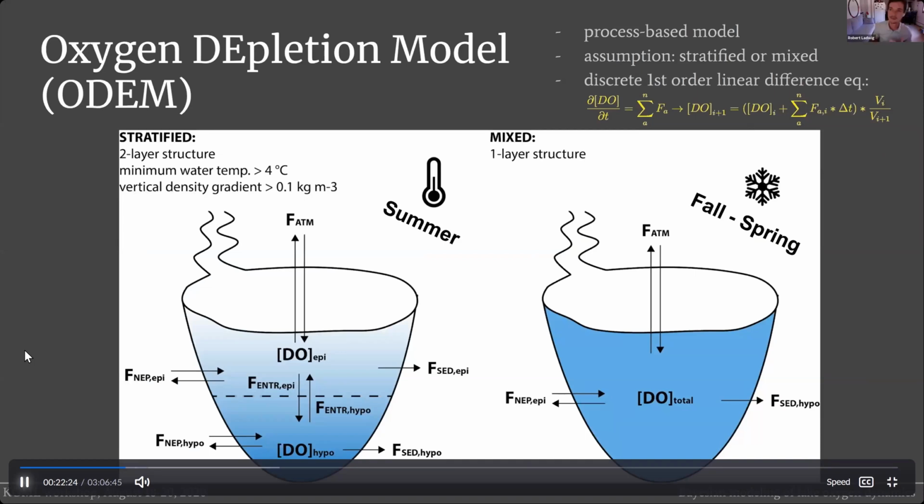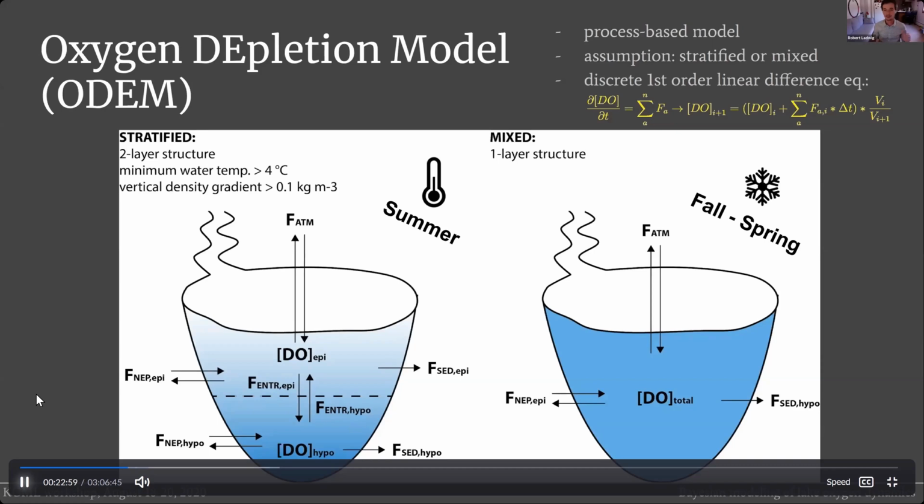So in this process-based model, we either assume that the lake is stratified or mixed. So in summer, we assume stratified conditions, which means we are quantifying an oxygen concentration in the surface layer. And we are also quantifying one in the bottom layer. And as you can see on the left side, all these concentrations are influenced by different flux terms. For example, the exchange with the atmosphere, the net ecosystem production, or also a transport between the top and the bottom. And there's also a sink by the sediment.